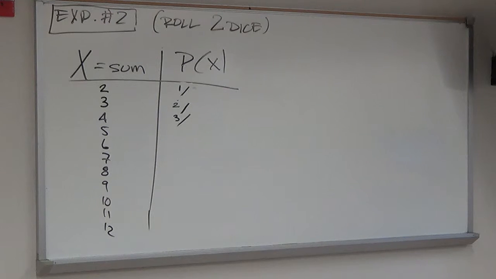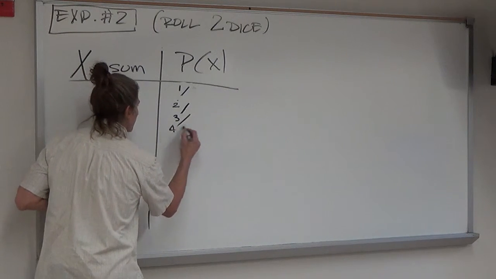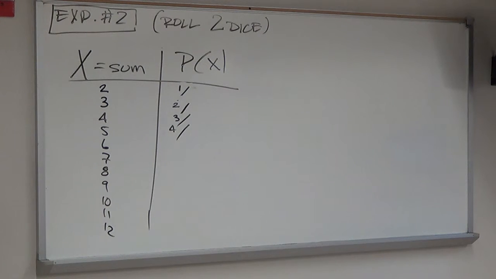It's 2 and 3, 3 and 2, 4 and 1, 1 and 4. So this is 4 out of. 6. Good. You'll notice all the even numbers have an odd numerator, and that's because all the even sums have a doubles possibility. Double 1s, double 2s, double 3s, double 4s. So you always have an odd numerator in those because of that.